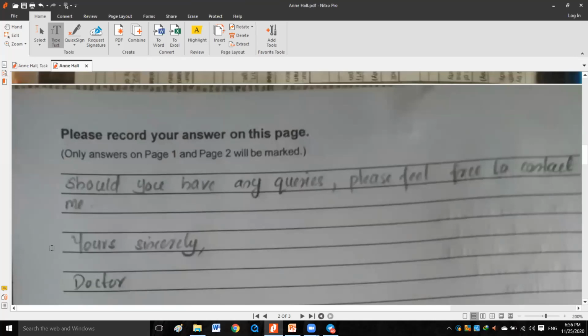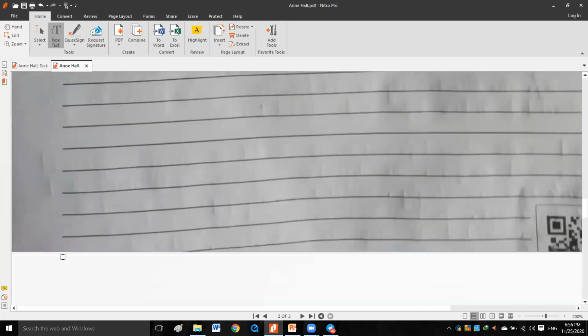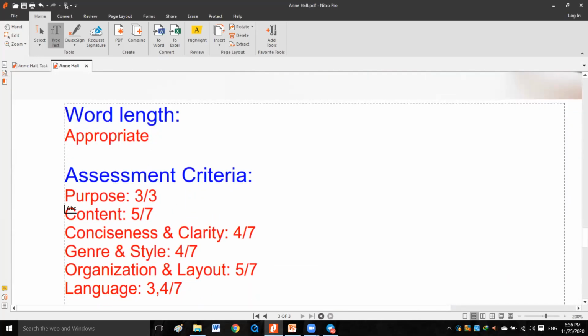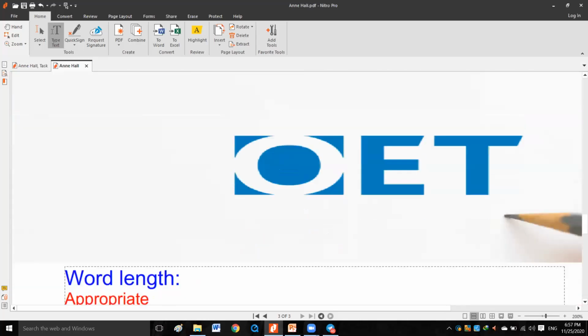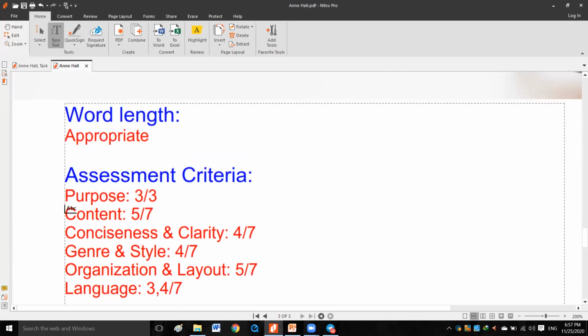Should you have any queries, please feel free to contact me. Yours sincerely, Doctor. The purpose, I didn't count the word actually. So let's start with the criteria. The purpose 3/3. The purpose is clear and has the main medical issue plus the request.